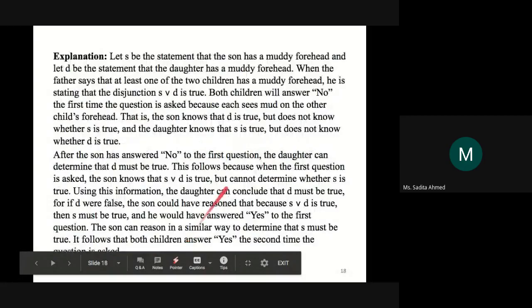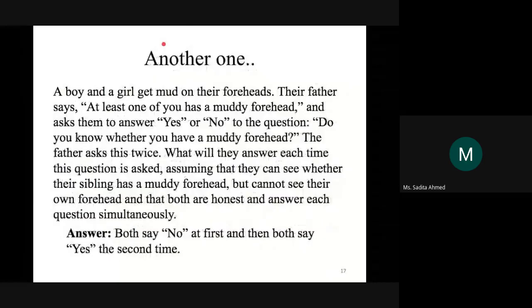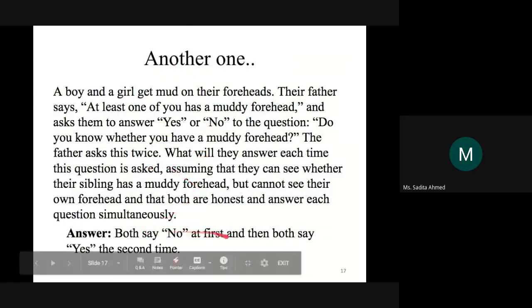I have laid out the explanation here. I will not go over the explanation again. However, if there are questions, I will go over it. Are there any questions regarding the answer? Is there anybody who's confused with the answers? No the first time and yes the second time from both of them for this puzzle?